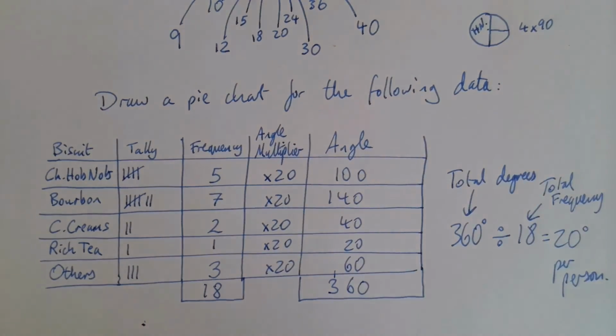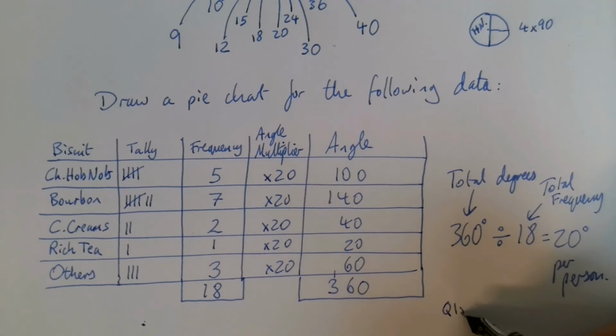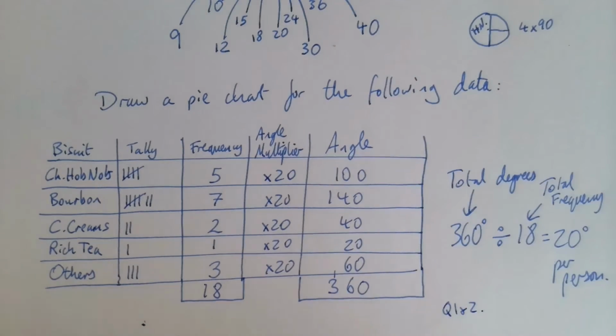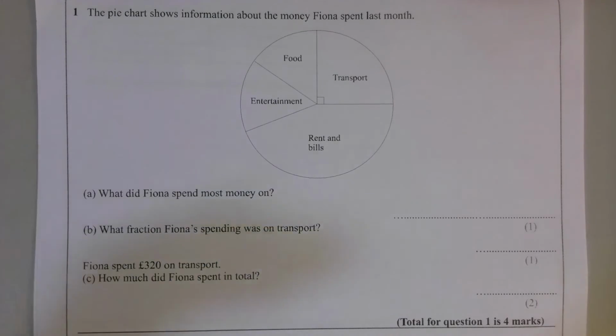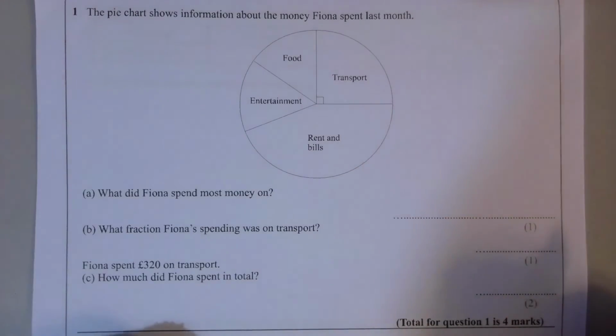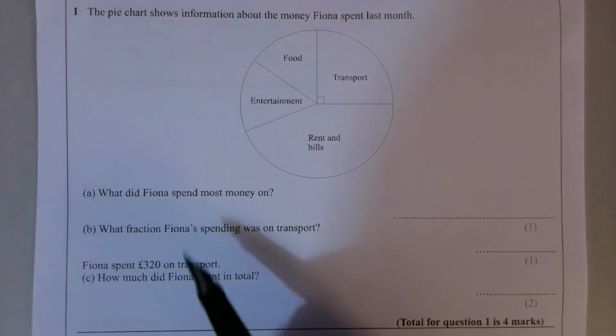Now, what I have done is I've also put on a worksheet. Now, I don't want you to attempt everything. I just want you to attempt question 1 and 2 today. Here's question 1 of the 2 questions from the worksheet, which we're going to do today. We'll do the rest of them tomorrow, or most of them anyway.